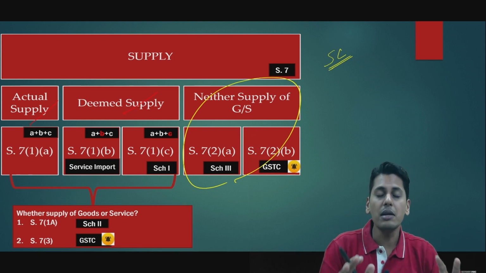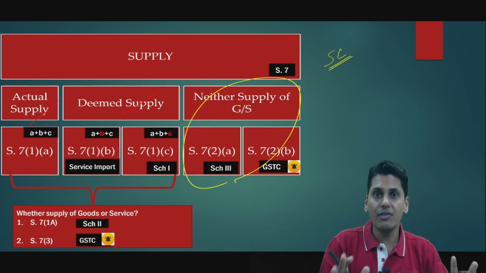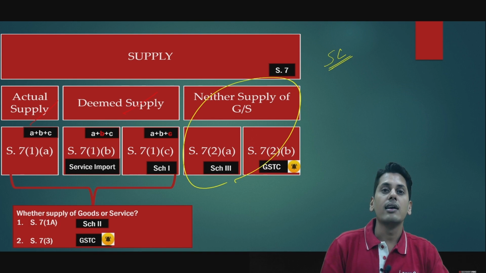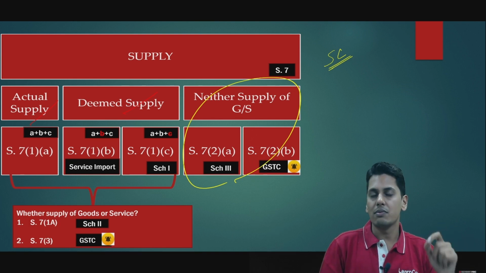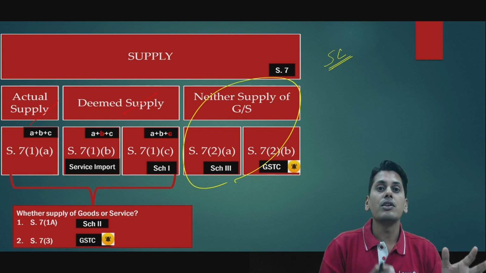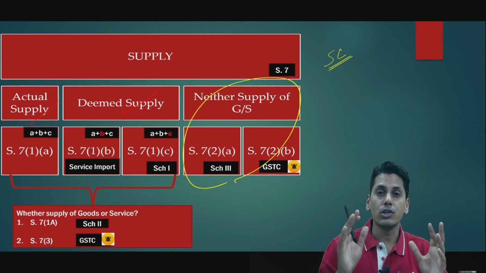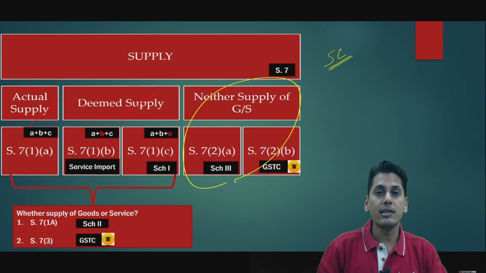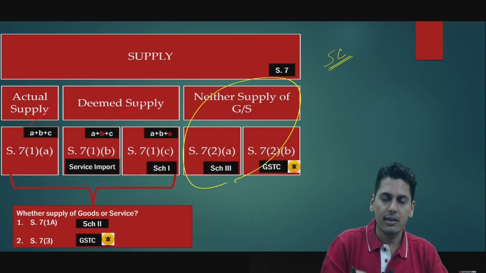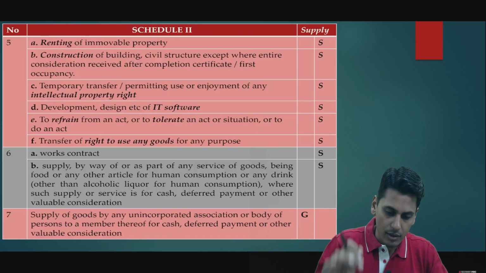The amendment is nothing but the government wants to safeguard itself, so that the Supreme Court's judgment, which held that the services by a club to its members would not be taxed under service tax law, this analogy, this principle, this ratio should not be applied under the GST law as well. So to safeguard that interest, the government has brought out this amendment. So let's have a look.